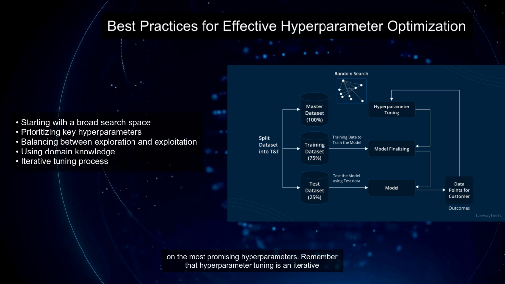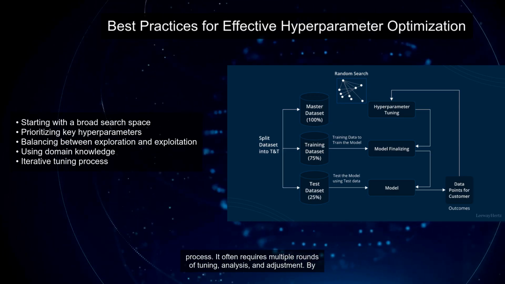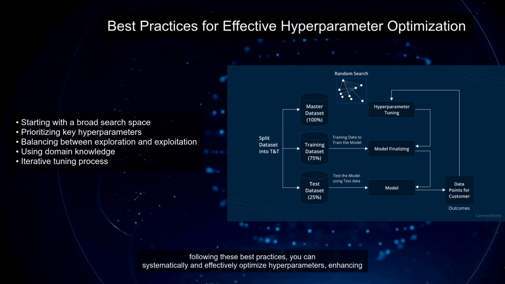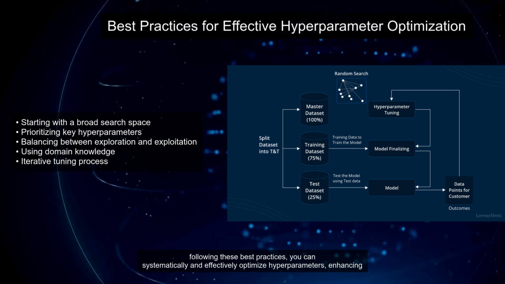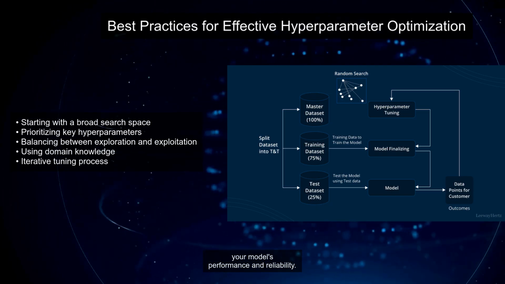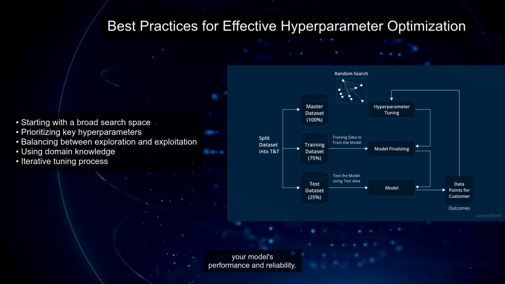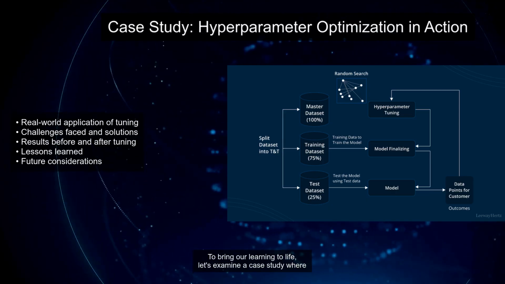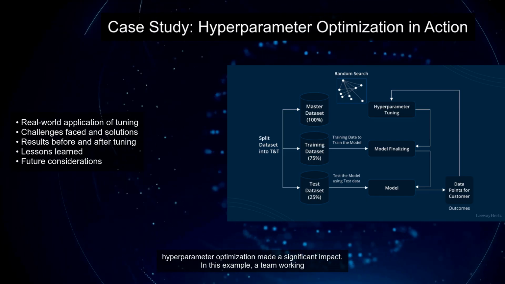Remember that hyperparameter tuning is an iterative process. It often requires multiple rounds of tuning, analysis, and adjustment. By following these best practices, you can systematically and effectively optimize hyperparameters, enhancing your model's performance and reliability. To bring our learning to life, let's examine a case study where hyperparameter optimization made a significant impact.